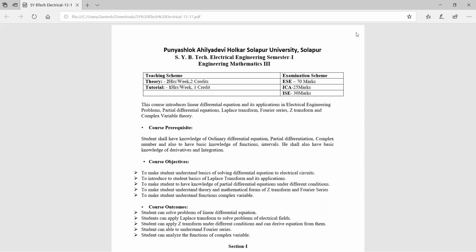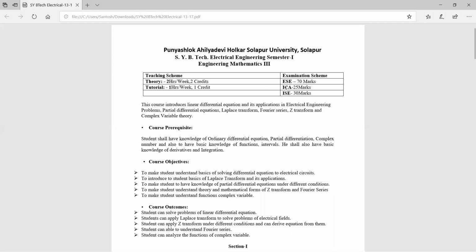Today we will start a new subject, Engineering Mathematics 3, semester first. Here, see first the examination scheme. ESE is 70 marks, meaning the End Semester Examination, which is conducted by the university.